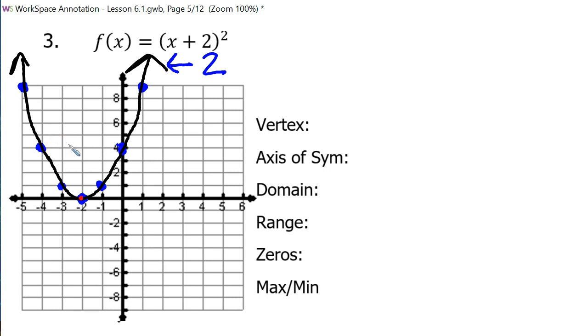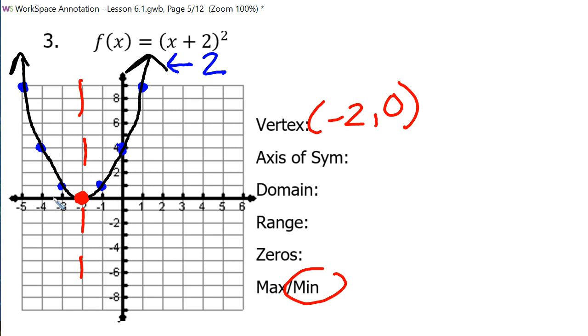There's the vertex. What is the vertex as an ordered pair? Negative 2, 0. And looking at that vertex, is it the highest point on the parabola or the lowest point? If it's the lowest point, is it the maximum or minimum? Minimum. The axis of symmetry has to go through that vertex. So now the axis of symmetry moves. Going through the x-axis at what number? Negative 2, so x equals negative 2.